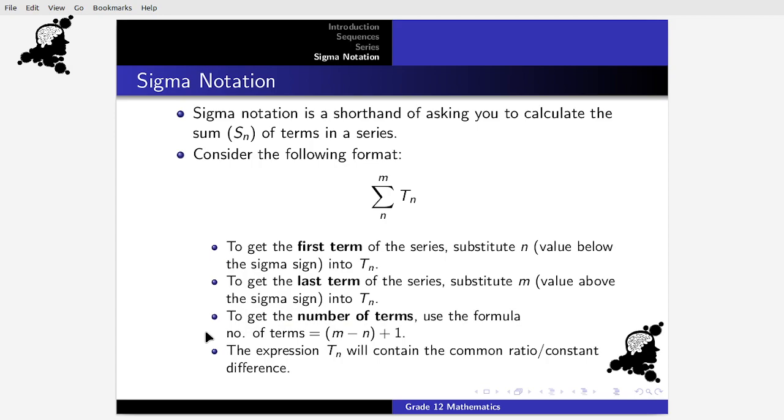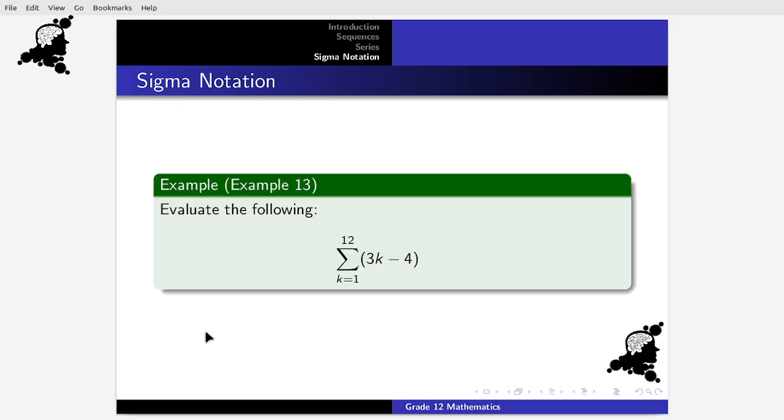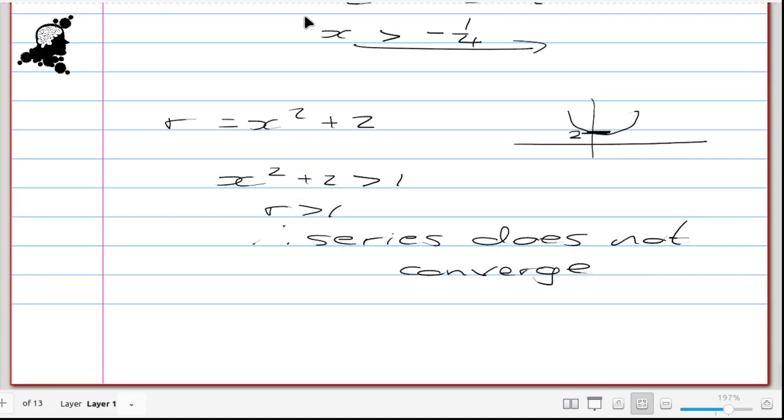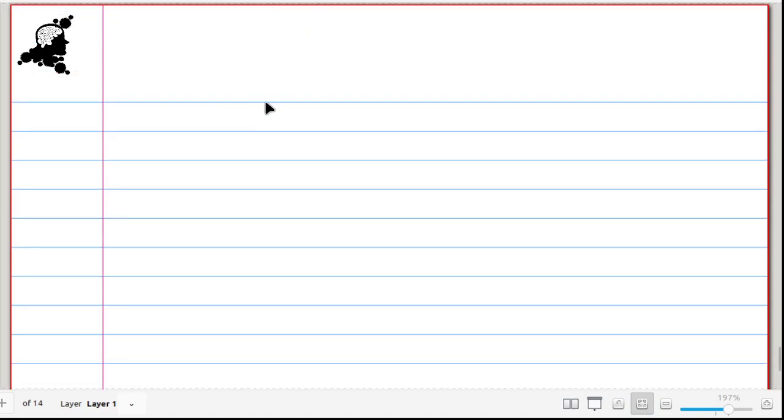The expression of Tn will either contain the common ratio or the constant difference depending on whether it is arithmetic or geometric. You would use these values to calculate Sn. So let's look at an example. The question says evaluate the following. Let's go to our writing pad so that we can have a look at this together. I'm going to open a new sheet and let me copy down the question.